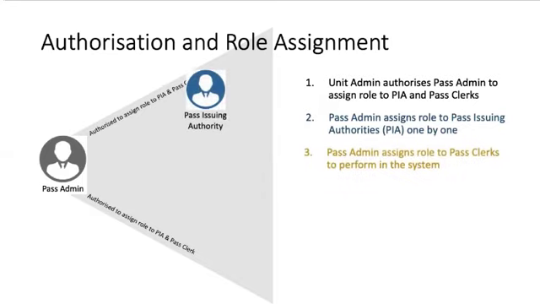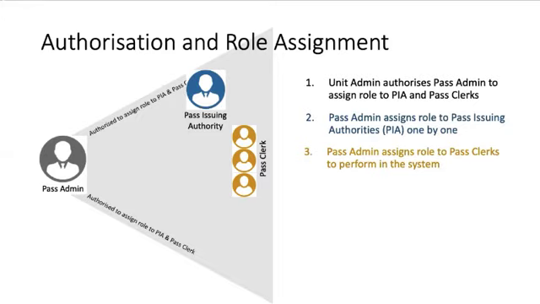Generally, there can be more than one pass clerk under a pass issuing authority. Similarly, one pass clerk can be attached to more than one pass issuing authority also. We are also having provision of a temporary pass issuing authority. When a main pass issuing authority is not present, another person can be temporarily allotted by SIM so that the pass issuance can continue without any break.